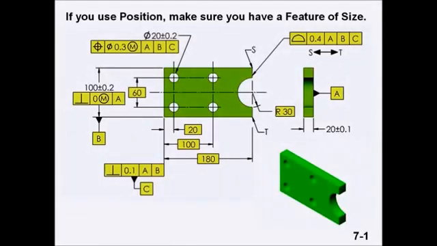Ask which features on this part are features of size. Explain why datum feature B does not need a position tolerance, since it is establishing an origin. Remind them that the radius may or may not have opposed points, and therefore is not a very good feature of size.